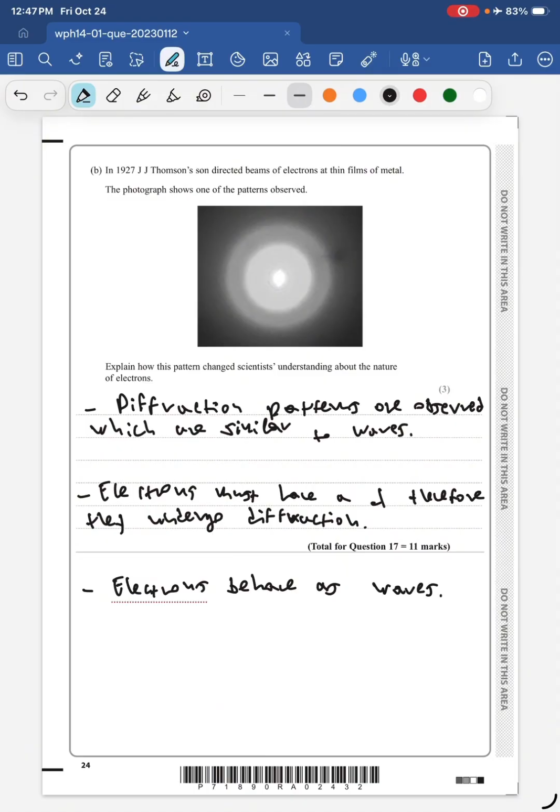If electrons were just particles, you would never see something like this. So this is a diffraction pattern that's only observed in wave phenomena. So if you observe that same phenomenon in electrons, it means that electrons are also waves. So this is the answer.